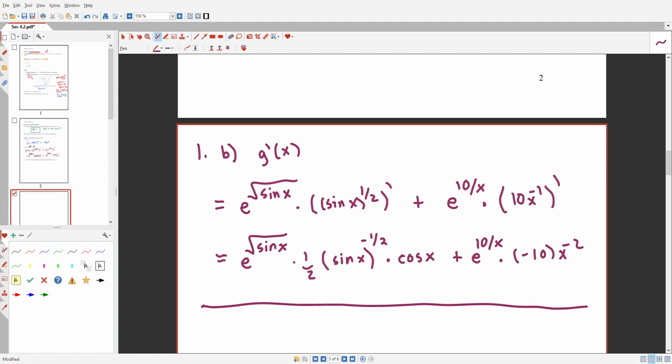So that's going to finish example 1b. All right, so this stuff of differentiating square root of sine of x and differentiating 10 over x, that should feel like an annoying but familiar review process. The new part here was the easiest part of this problem, differentiating the e to the stuff.